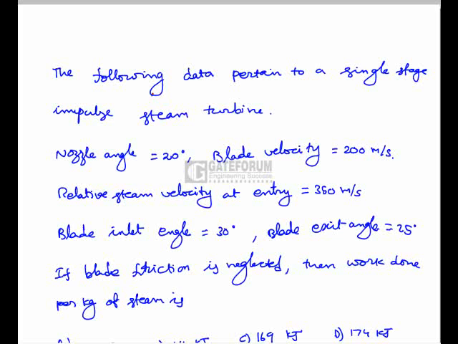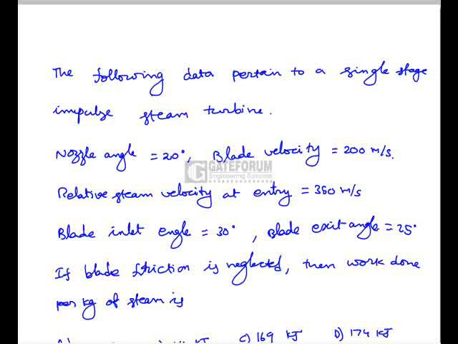Following data pertain to a single stage impulse steam turbine. Here the nozzle angle is equal to 20 degrees, blade velocity is equal to 200 meter per second, relative steam velocity at entry level is 350 meter per second, blade inlet angle is equal to 30 degrees, blade exit angle is equal to 25 degrees. If blade friction is neglected, the work done per kg of steam is.